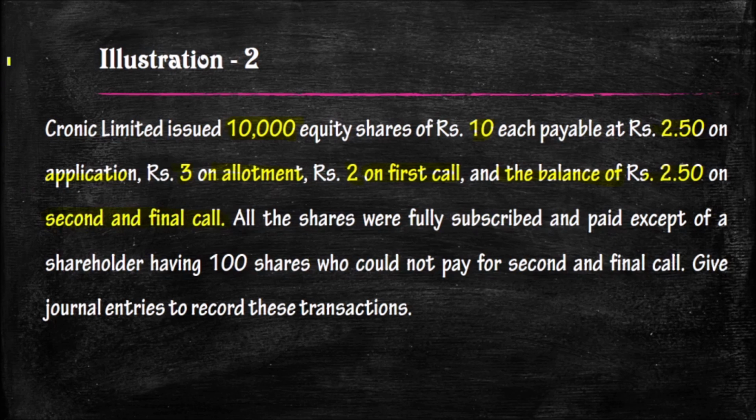And all the shares were fully subscribed by the public and paid, except a shareholder having 100 shares. The person who received 100 shares failed to pay the second and final call money. He paid up to the first call, all the amount, but fails to pay the second and final call. So my dear students, please look at the solution, how we have to write the entry.